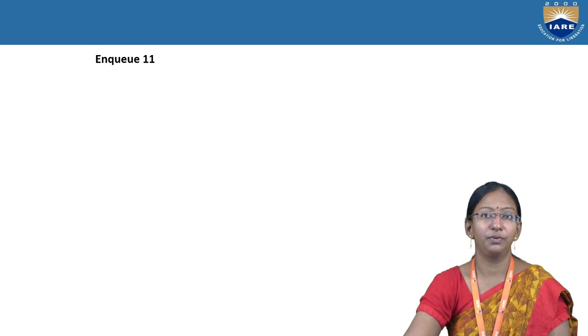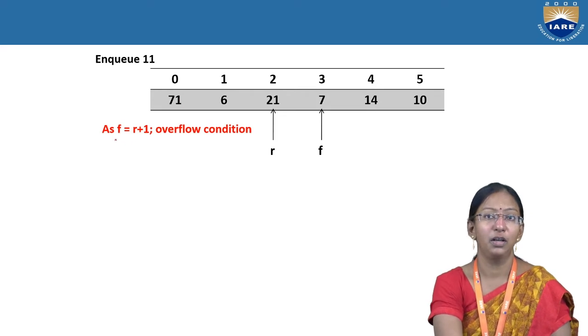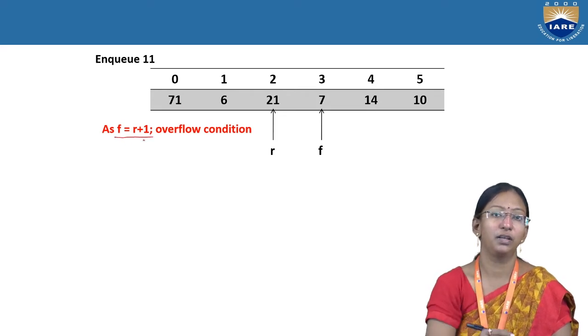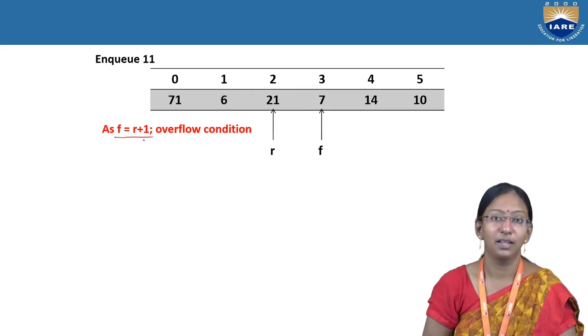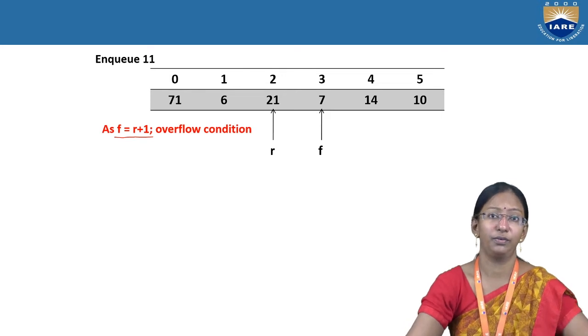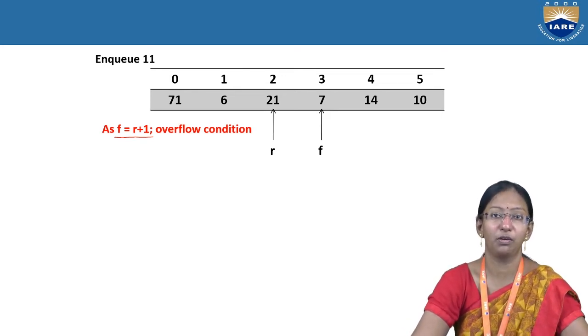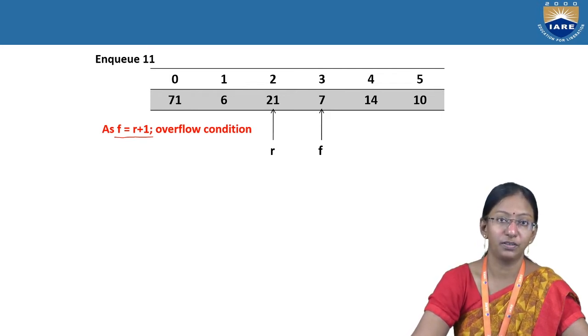What will happen if I try to insert 11? It fails. Why? One more condition of overflow: F is equal to R plus 1. That means if the rear sees that front is just ahead of it, one step ahead of it, it says that I cannot insert. Overflow condition raises.